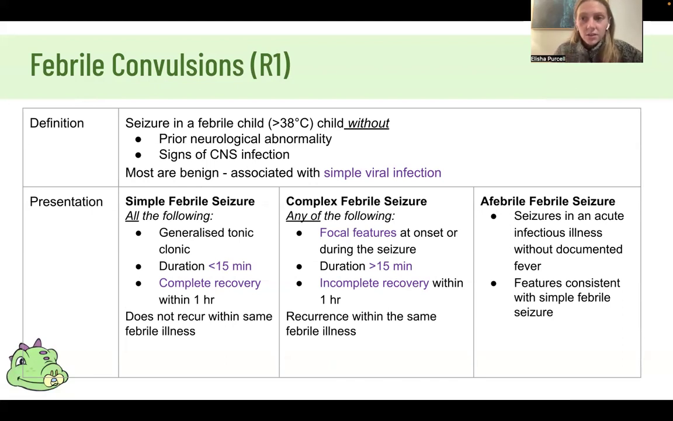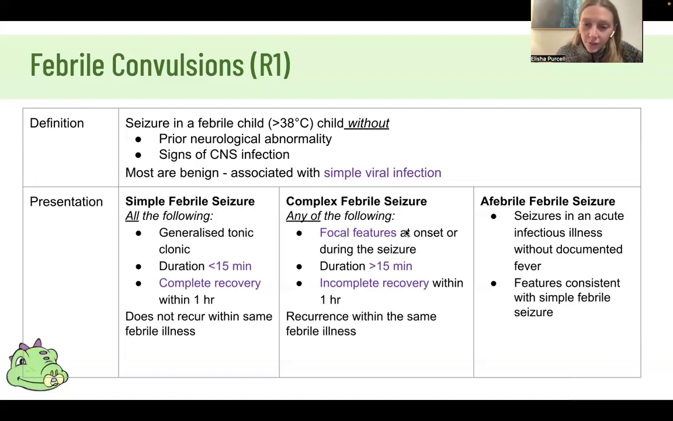Most are benign, associated with simple viral infections. To differentiate the different categories of febrile convulsions, you can have a simple febrile seizure, a complex febrile seizure, and an afebrile seizure. Starting off with simple, all of the following: generalized tonic-clonic, duration less than 15 minutes, and complete recovery within an hour. The last two dot points really help in picking that one.